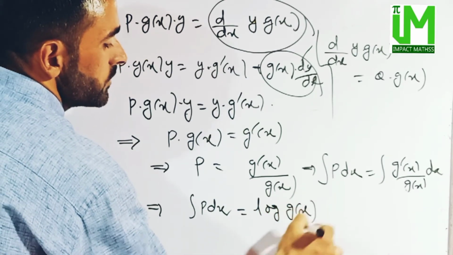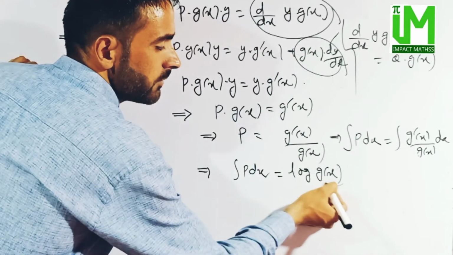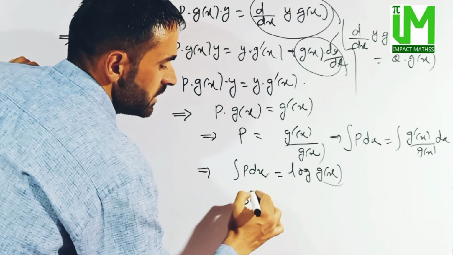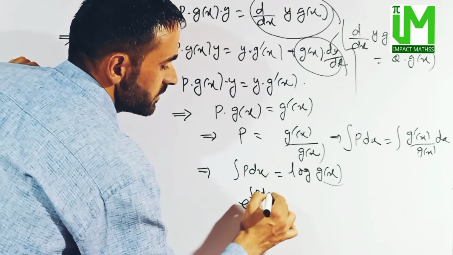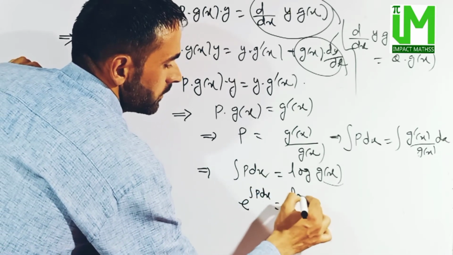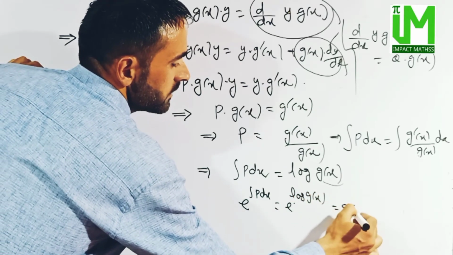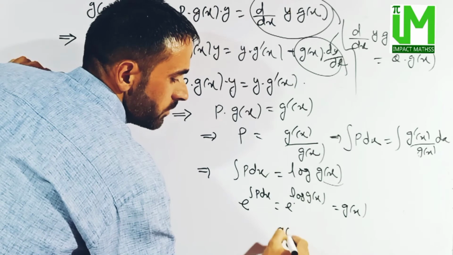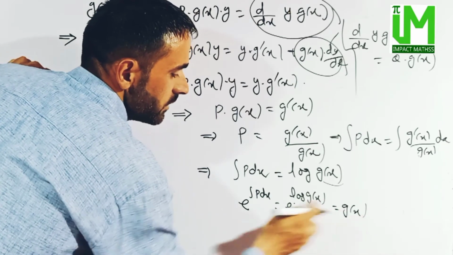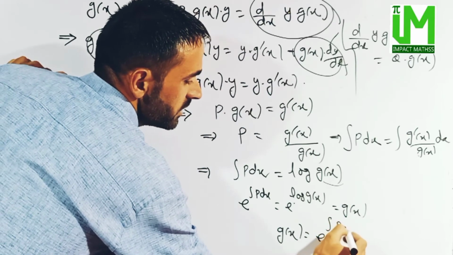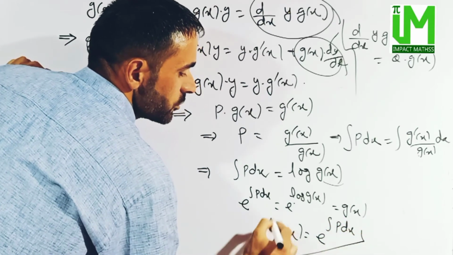of x. Since we need the value of g of x, we will take e as the base, so this means e to the power integration of p dx is equal to e to the power log of g of x, and this will be equal to g of x. So that means the function g of x is equal to e to the power integration of p dx.